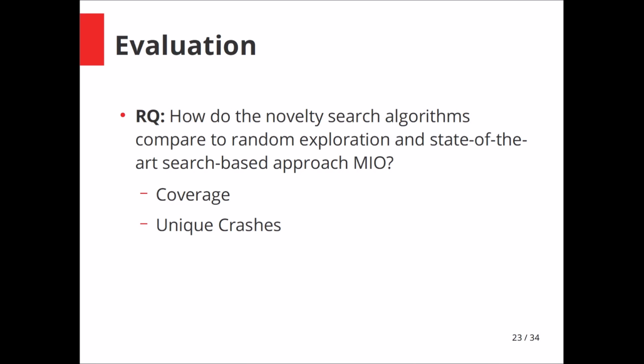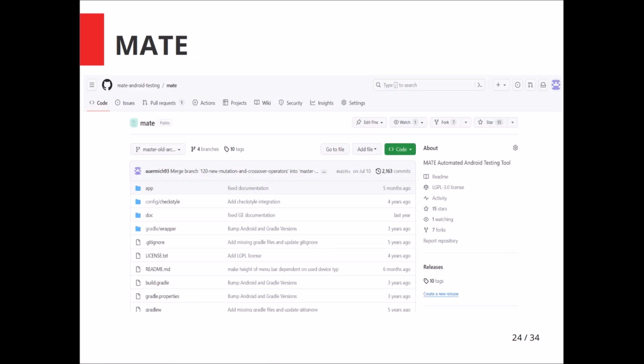This brings us already to the evaluation part for our study. We investigated how the novelty search algorithms, so both variants, compare to random exploration and the state-of-the-art search-based approach MIO in terms of coverage and the number of unique crashes. The entire approach was implemented in the Android test generator called Mate, which is under active development and can be found on GitHub. Feel free to check it out.